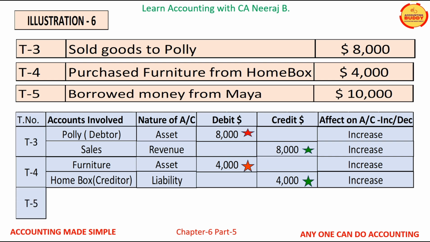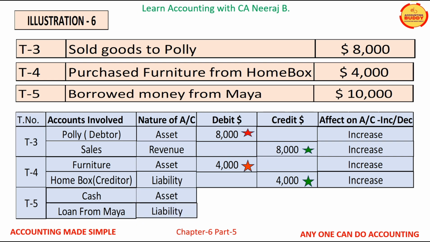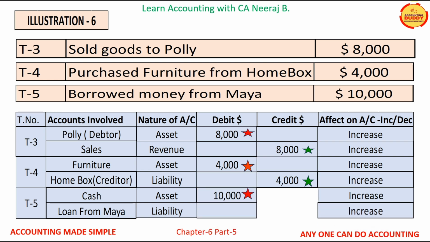The transaction T5 is an amount of $10,000 is borrowed by business from Maya. In this T5 transaction, the two accounts affected are cash account and the loan from Maya account. Cash is an asset account while the loan from Maya is a liability account. Asset value is increasing. Therefore, as per asset rule, the cash account will be debited by $10,000. Liability account is also increasing. Therefore, as per liability account rule, the loan from Maya account will be credited with $10,000.